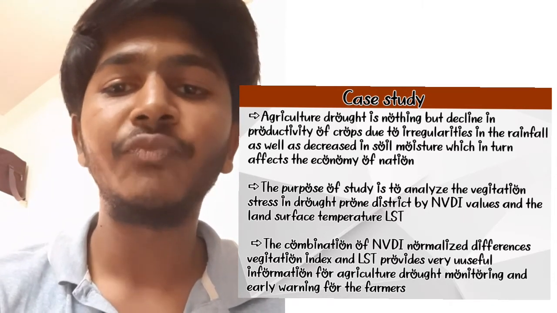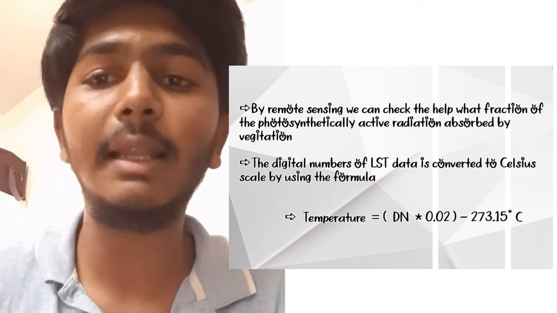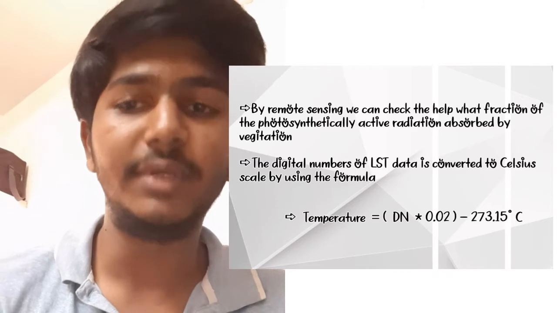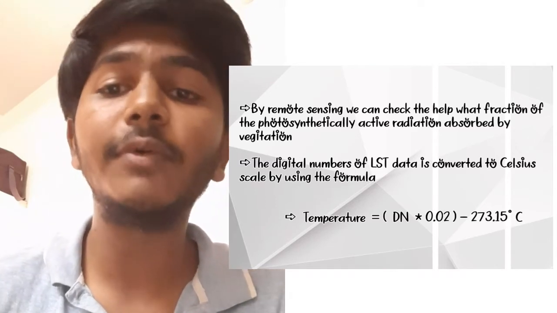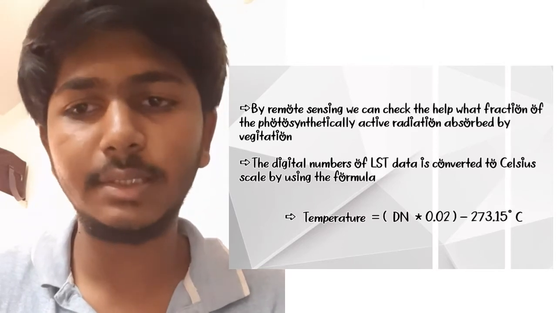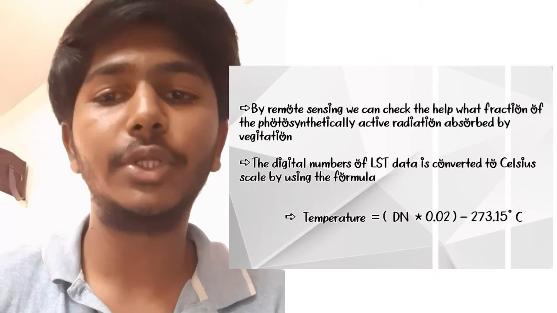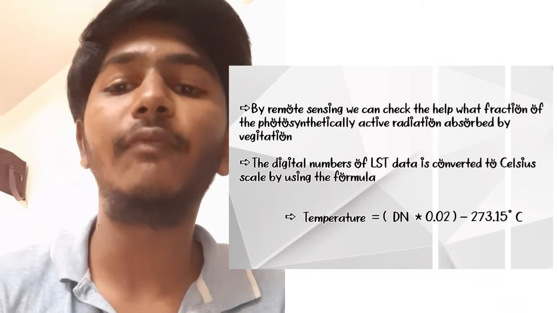By remote sensing, we can check what fraction of the photosynthetically active radiation is absorbed by the vegetation. The digital numbers of LST data are converted into the Celsius scale with the help of the formula: temperature is equal to DN, the digital number, times 0.02, minus 273.15 degrees Celsius.